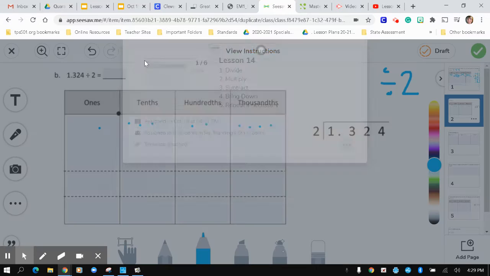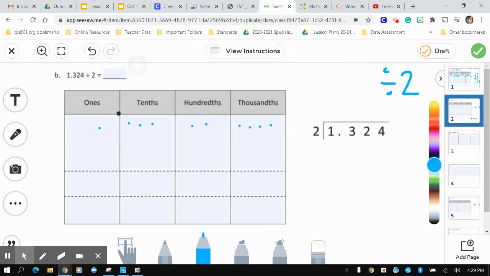So let's go ahead and start off with our directions. First, we're dividing. We start with our ones place. So we're taking 1 divided by 2. Can I take this 1 disc right here and divide it evenly between these two? The answer is no. So I'm going to put a 0 right here.